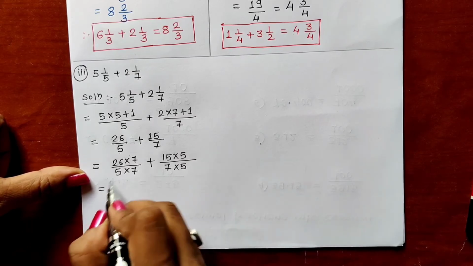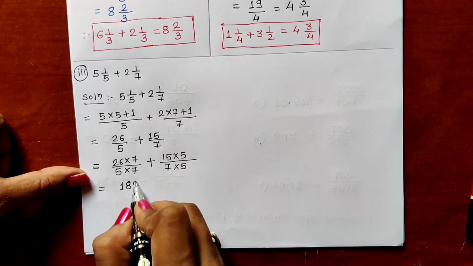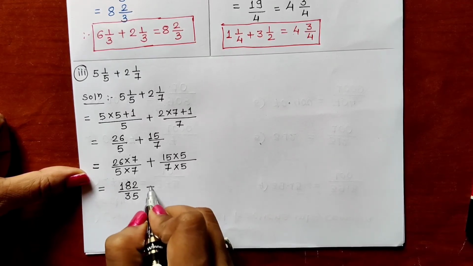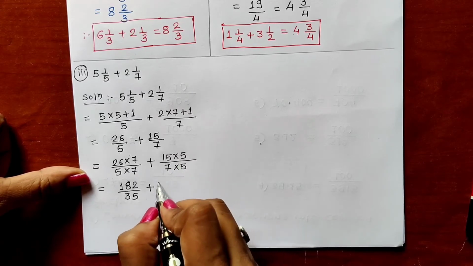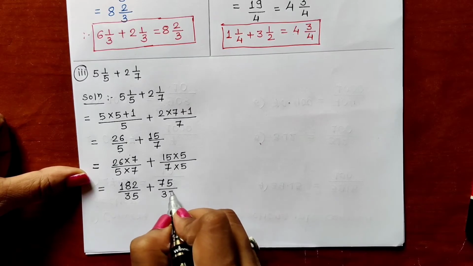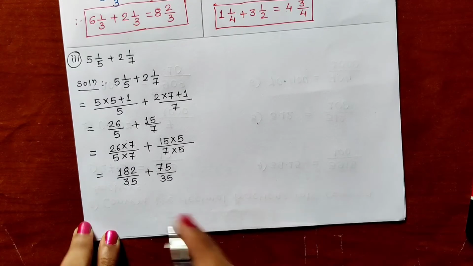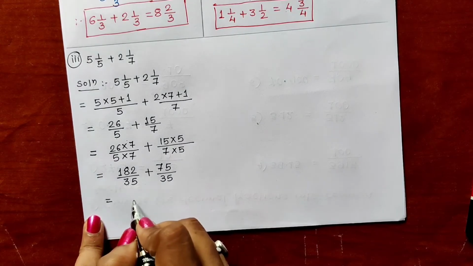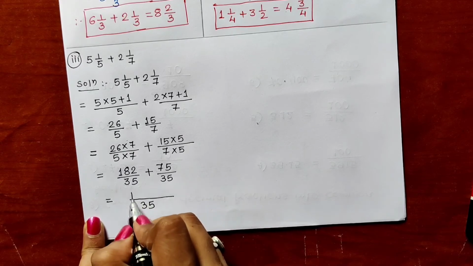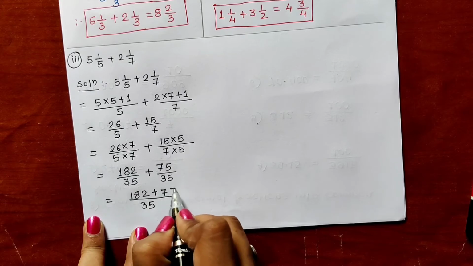Now let us multiply. 26 sevens are 182. 5 sevens are 35, plus 15 fives are 75. Again 7 fives are 35. Now we have got equal denominators. So equal denominators means we have to write it one time. The common denominator we write one time, and we will be adding the numerators 182 plus 75.